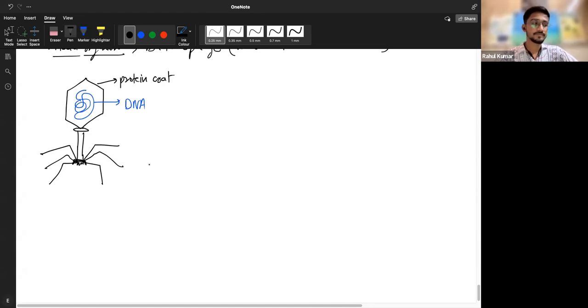Next point. How does a bacteriophage infect? A bacteriophage attaches itself to the bacteria and sends its genetic material inside the bacterial cell.